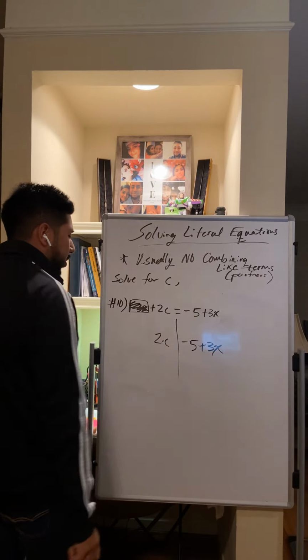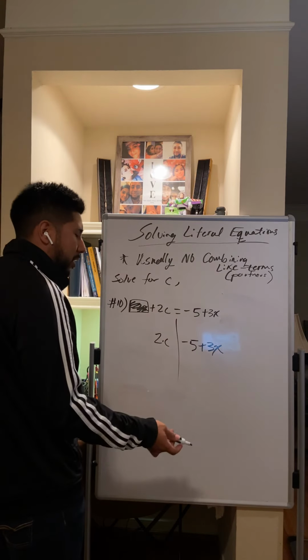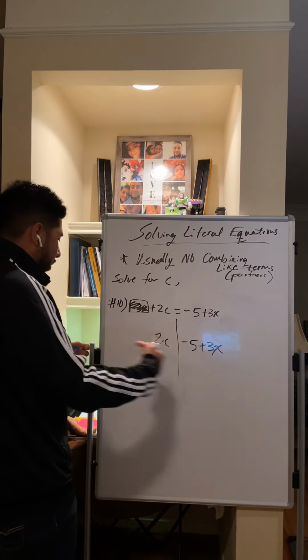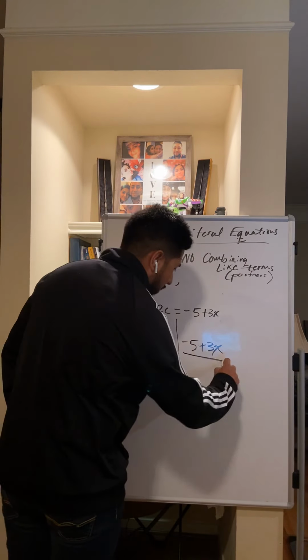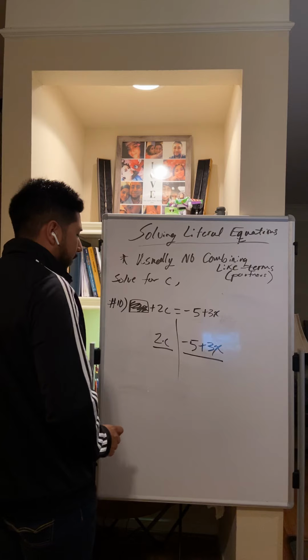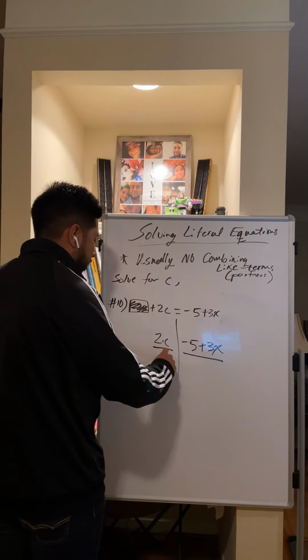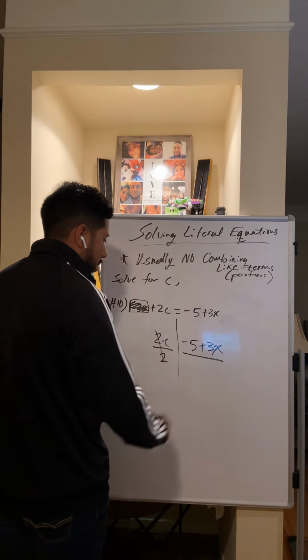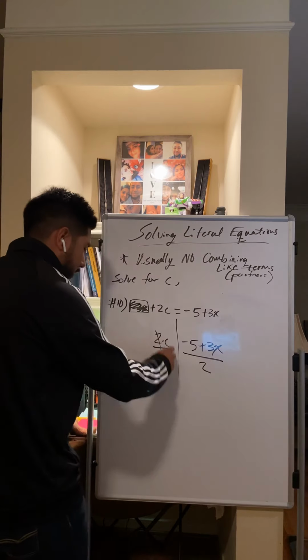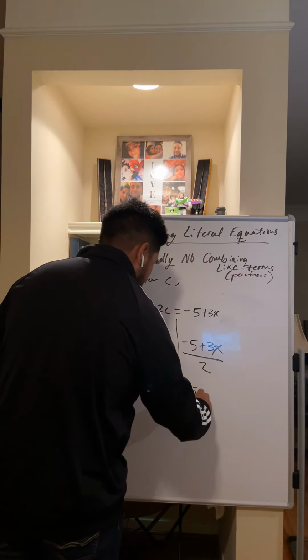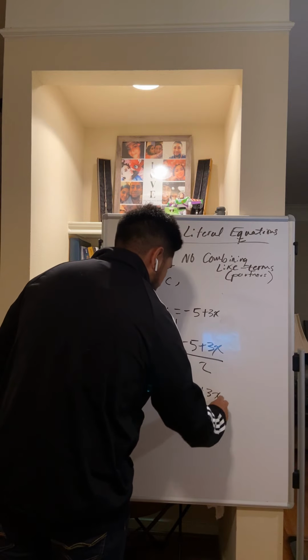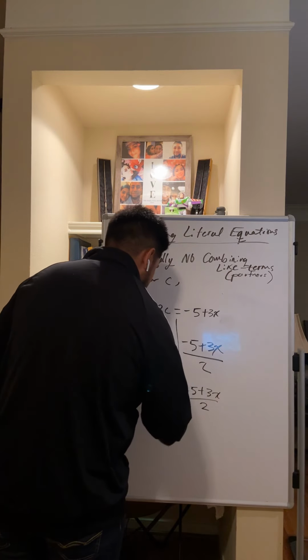It's multiplication right there. What's the opposite of multiplication? Ask yourself. Multiplication goes to division. Got to divide the whole other side by the person in front of my variable c, which is 2. So I got c equals negative 5 plus 3x over 2.